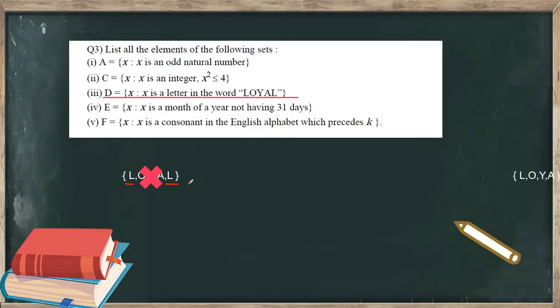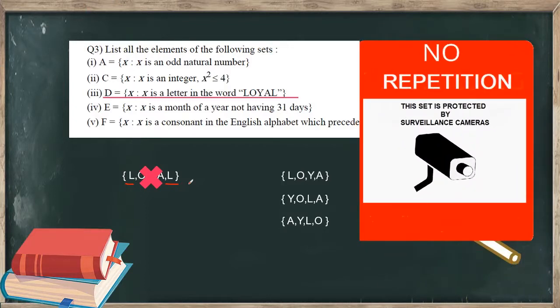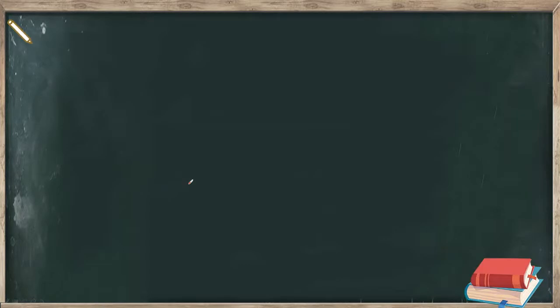So what is the right way of writing? Maybe LOYA, L-O-Y-A, or maybe you could write it as YOLA, Y-O-L-A, or maybe you can write it as A-Y-L-O. You can write it in any order you want. Remember, you can rearrange the elements in a set in whichever order you want. But the thing that you should take care of is that there should not be any repetition. So let that be it for now.